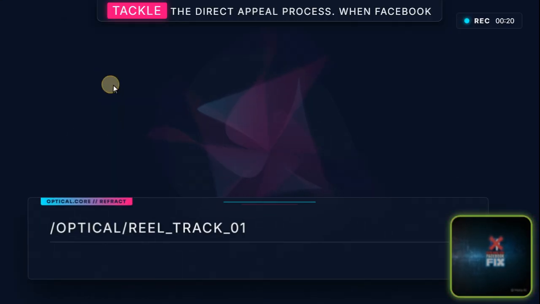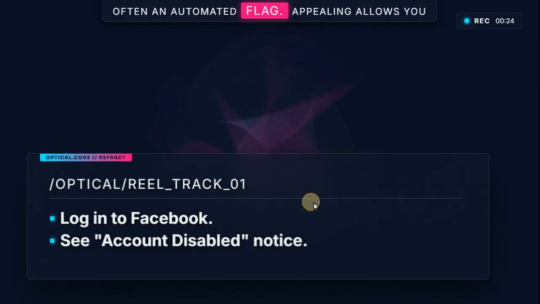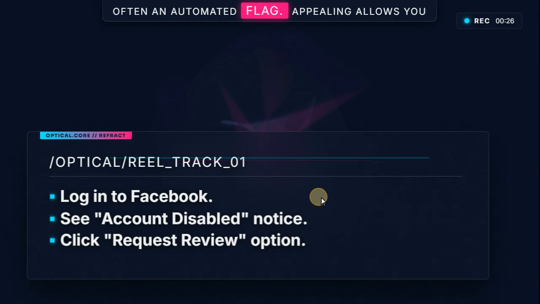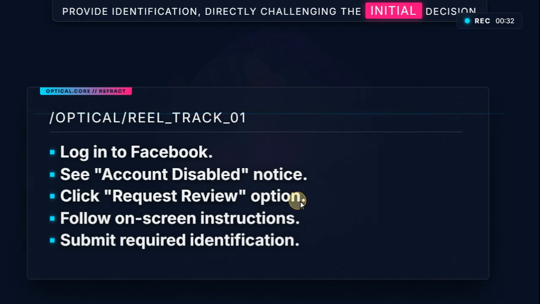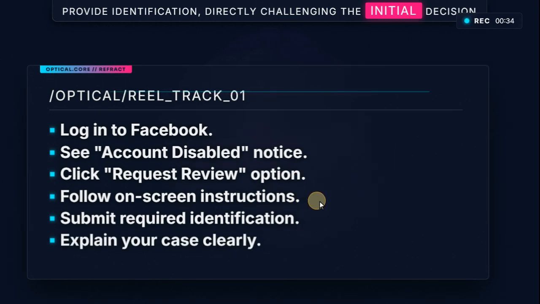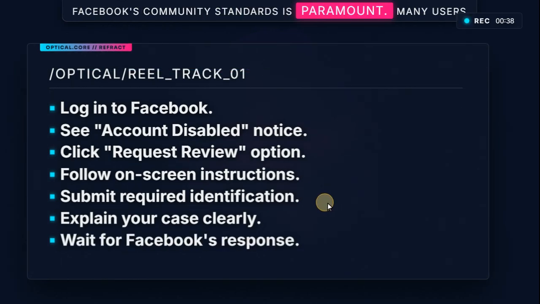First, we tackle the direct appeal process. When Facebook disables a profile for community standards, it's often an automated flag. Appealing allows you to present your side, explain misunderstandings, and provide identification, directly challenging the initial decision and prompting a human review.